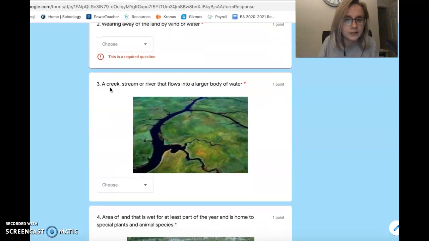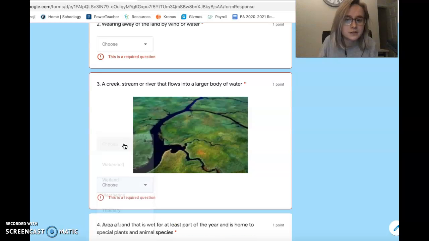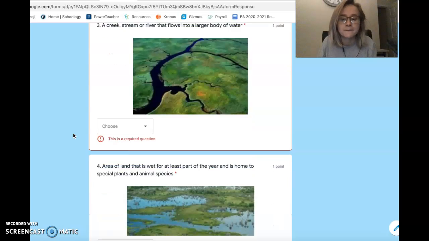Question number 3. A creek, stream, or river that flows into a larger body of water, or like a larger lake or creek. Is that watershed, wetland, weathering, tributary, or sediment? For this question, it's asking if this little tiny river is flowing into a larger river. What is that little river called?